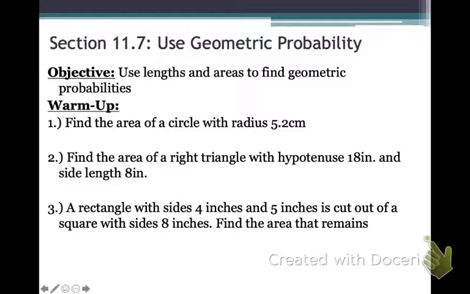All right, this is section 11.7. We're going to talk about geometric probability now that we know how to find the area of all of our figures. And so there are 3 warm-up problems here. I'll give you a second to do those.